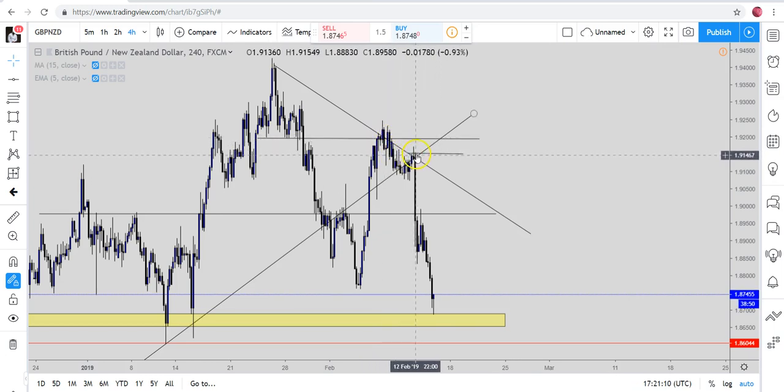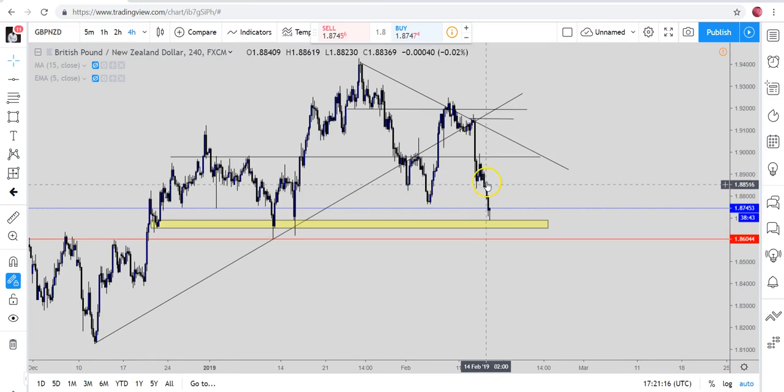Actually ended up getting in right here. Caught this whole drop to right here. Ended up exiting. But that's cool. If you missed that, it's cool. It's gonna give you another opportunity.